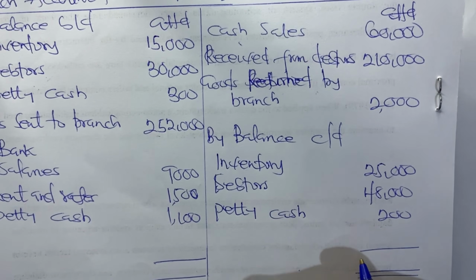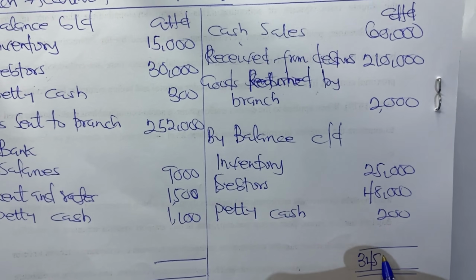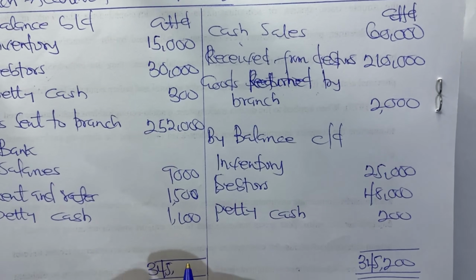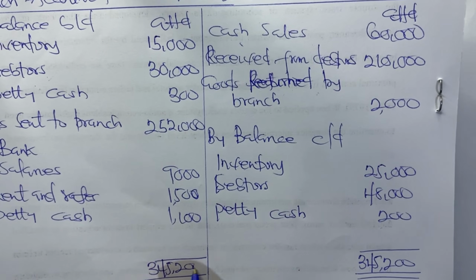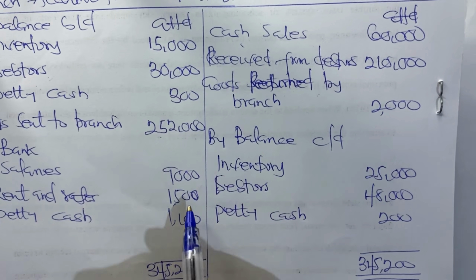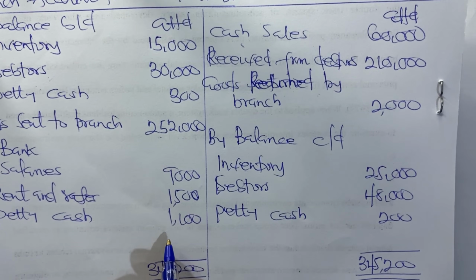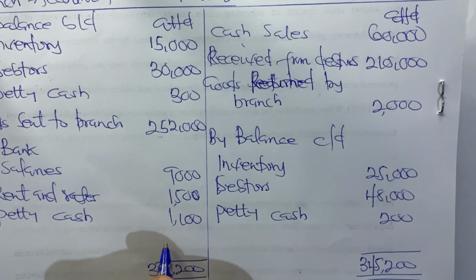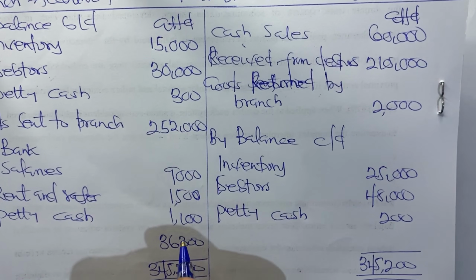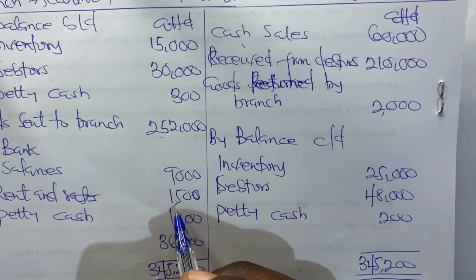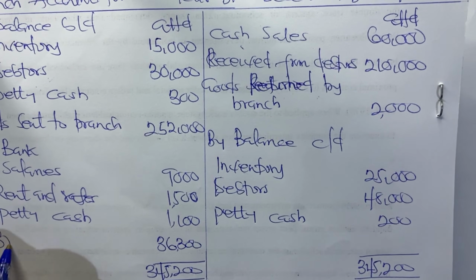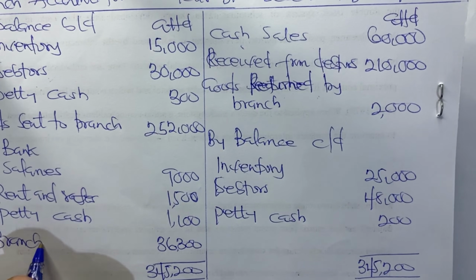So that is 345,200 as the total. Now we've added the debit side and we had 308,900. So the difference is 36,300. We are recording at the debit side because the debit side is smaller than the credit side. So this difference is what we call the branch profit.